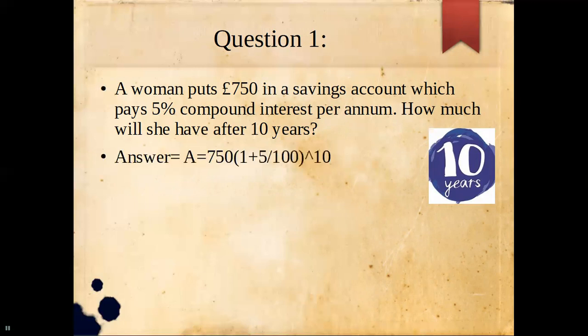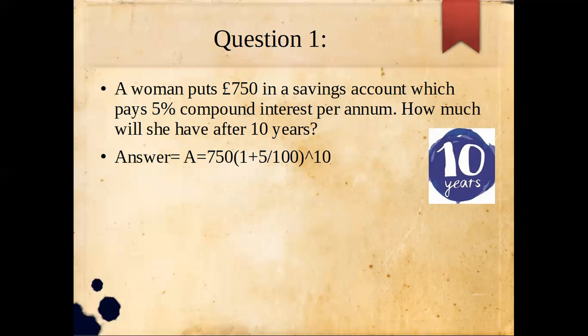All right, so the answer is, we're going to put the values into the formula. I've not written the formula out this time because hopefully you've already written it down. But if you've not, you can go back in the video to have a look at it. So we've got A equals 750 times 1, and this is going to be plus because she's gaining money. So it's going to be 5/100ths, and that's going to be to the power of 10 because it's 10 years.